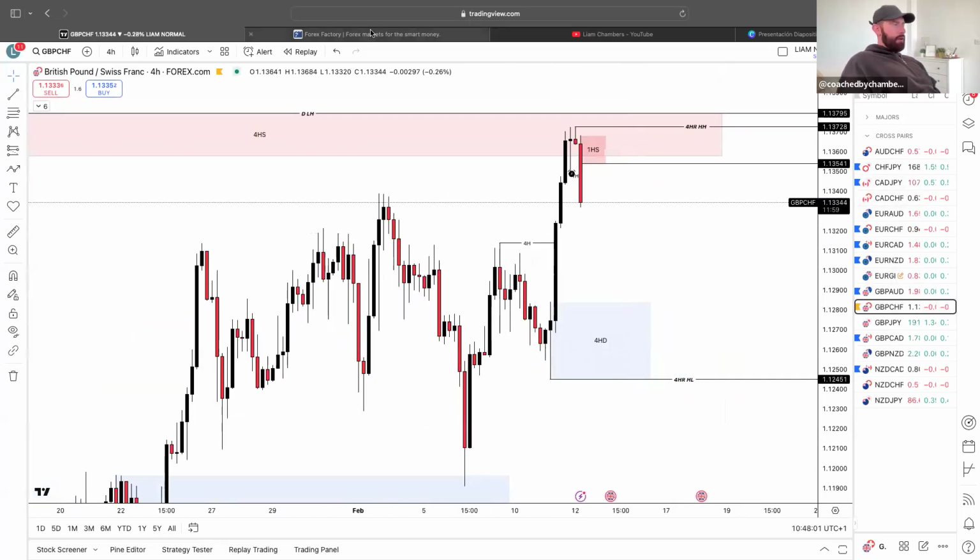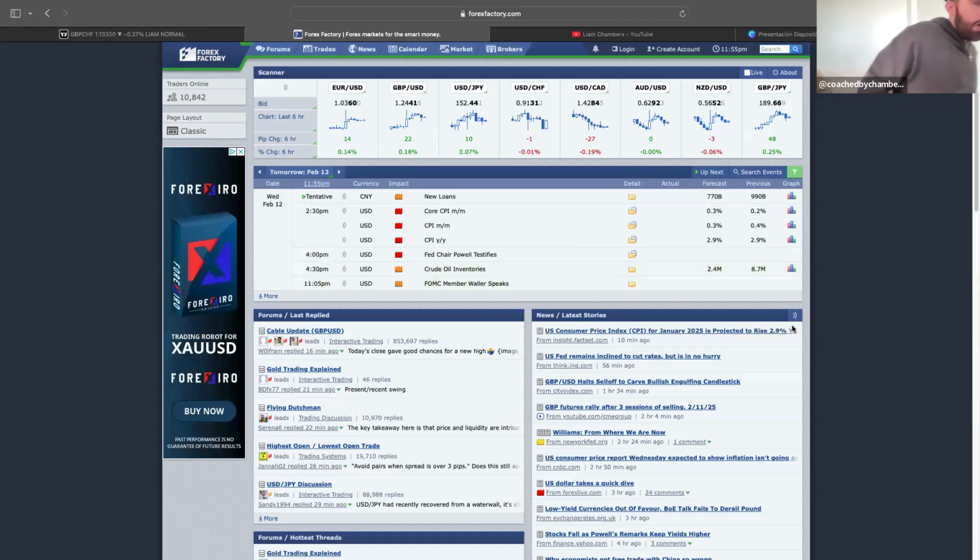Obviously, as I did say before, keep an eye on the news that's happening. We have got CPI today, so we can expect volatility. I enjoy CPI because after it's happened, it gives us more of a direction of where we need to look, basically, to have a look at the market. So we could have potentially better moves going into tomorrow after CPI has happened.